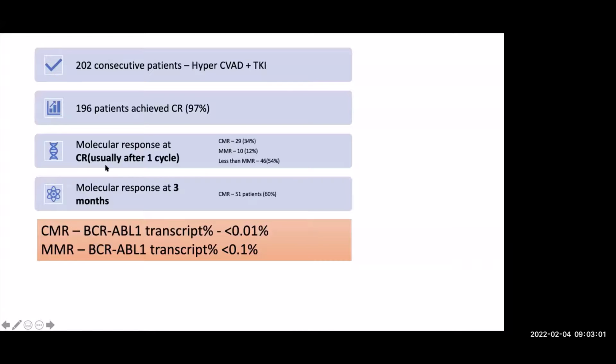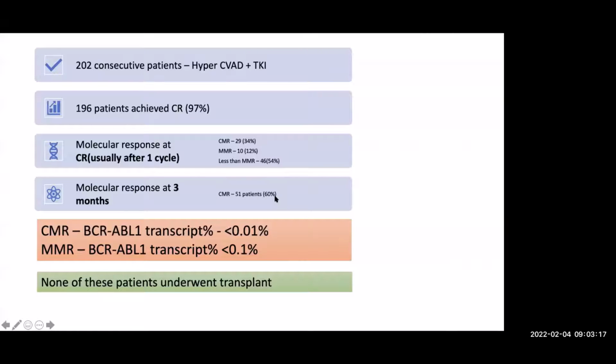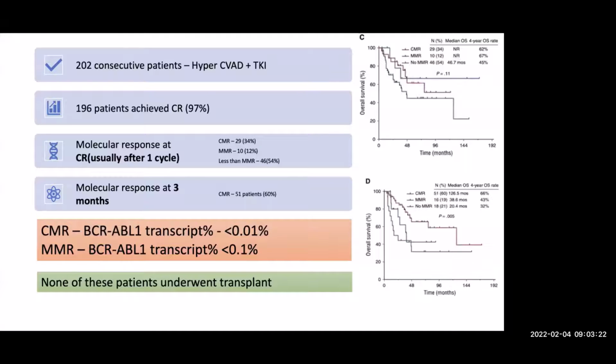So what they found is that if we look at the molecular response at CR, as in once the patient achieves CR, only 34% achieve CMR, but at 3 months, almost 60% achieve CMR. And one important point to keep in mind is none of these patients underwent transplant. If you look at this particular curve, it looks at the survival of the patients based on the achievement of CMR, MMR, and no MMR.